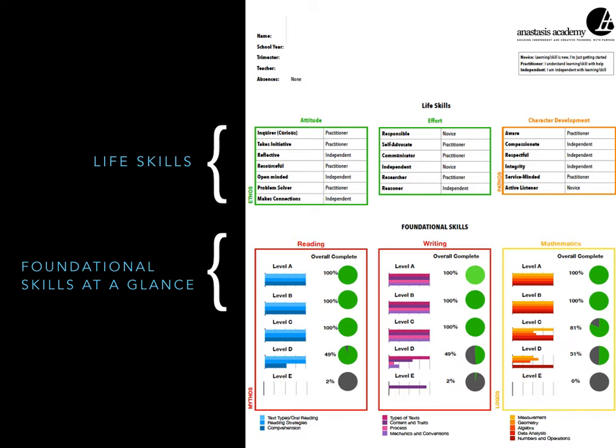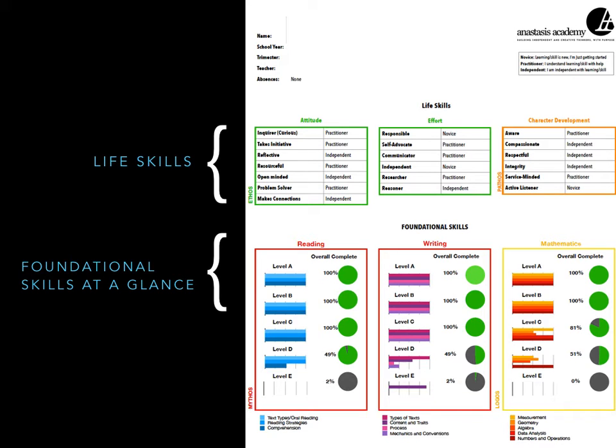So the first page of UpGrade looks just like this, and you will see it's broken into two sections. The first section is life skills, and there you'll see attitude, effort, character development. This is really how your child is approaching their learning and developing those skills that carry the rest of learning. So under attitude, you'll see inquirer, and actually inquirer encapsulates social studies and science and problem solving, curiosity, all of those pieces together.